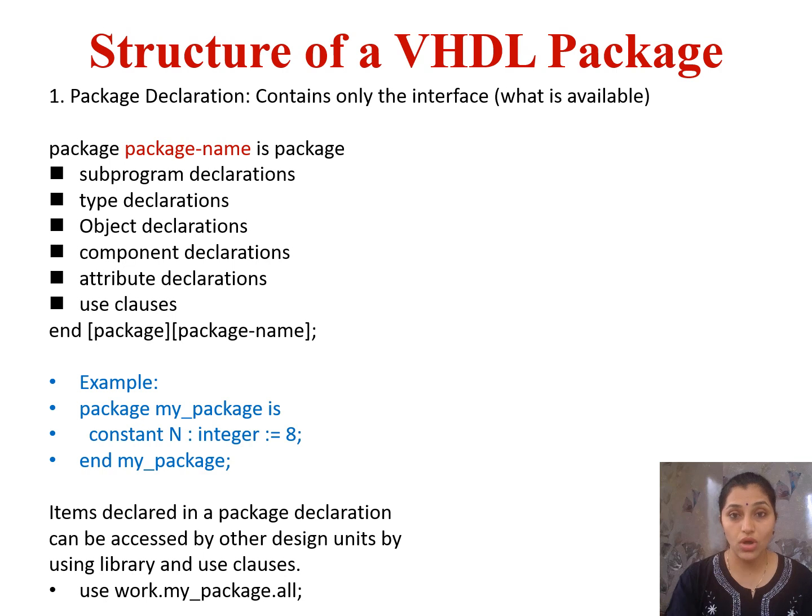Now let's talk about VHDL package. When we create our own package, the structure of a VHDL package is divided into two parts: package declaration, and second part is package body. In package declaration, we can declare subprograms like functions and procedures.